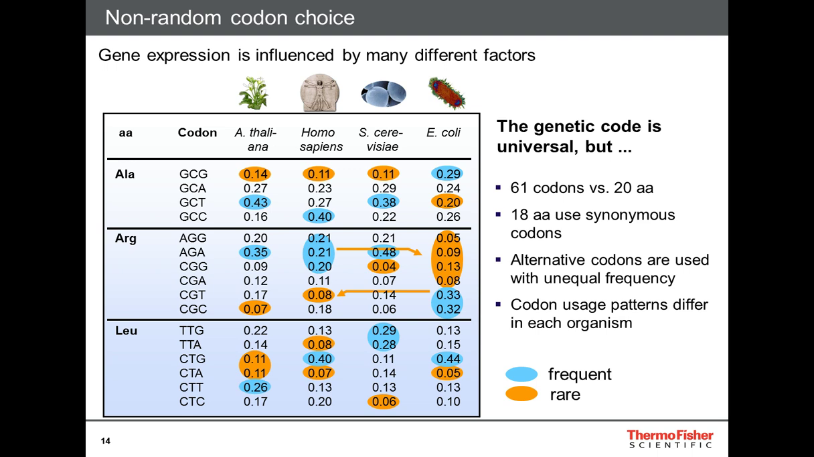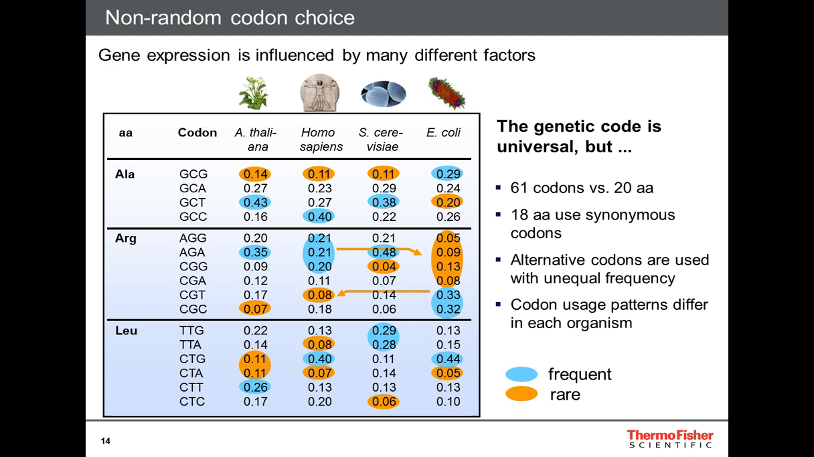However, here's a small part of some codon usage tables of 4 organisms: a plant, human, yeast, and E. coli. And if you look at the 6 synonymous arginine codons and look at the columns of humans and E. coli, you will notice that humans, with the blue shaded numbers, prefer some different codons than E. coli, the blue shaded codons. And vice versa, the rare codons in E. coli are the most frequently used codons in Homo sapiens, and so on.